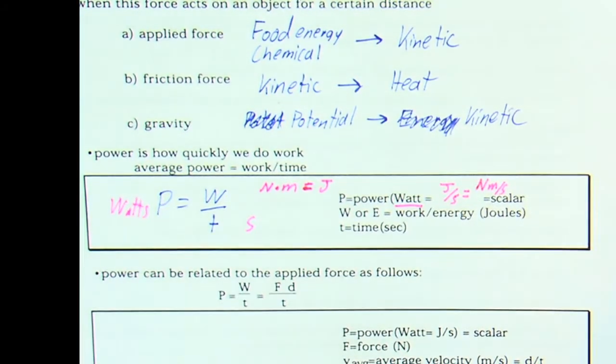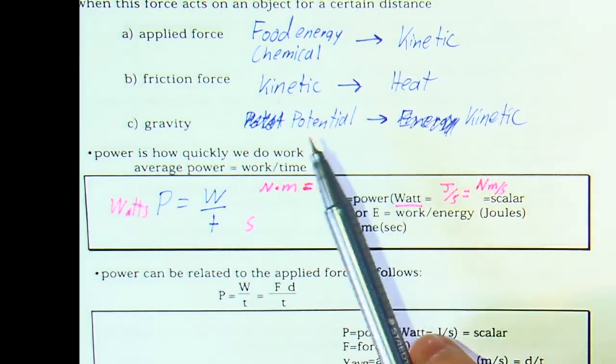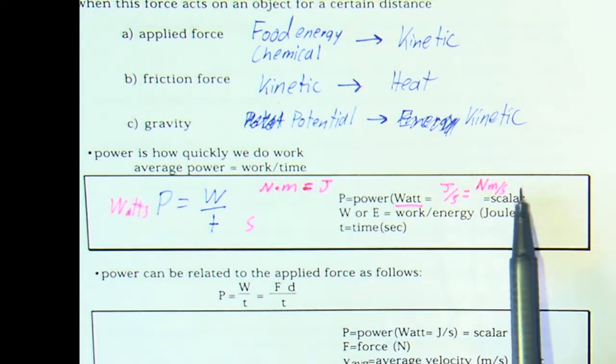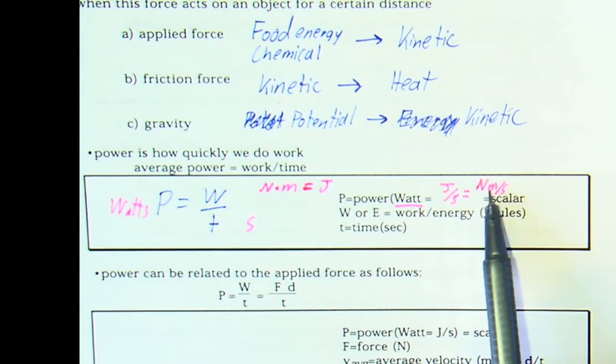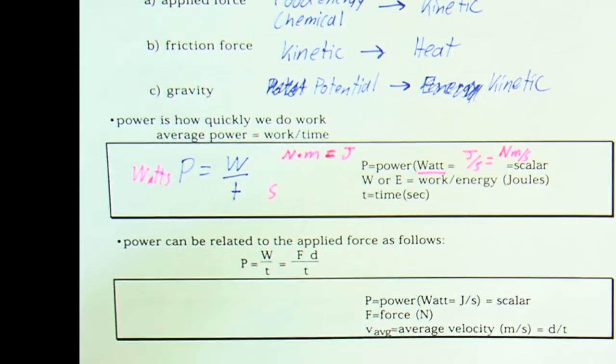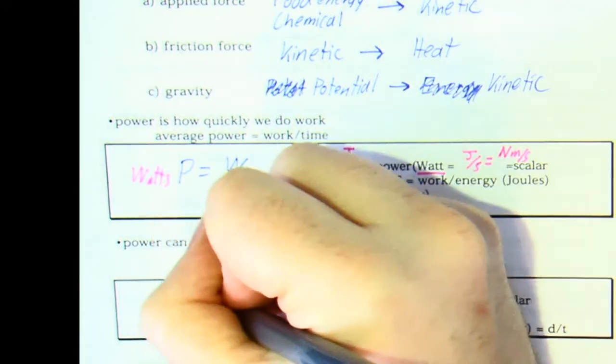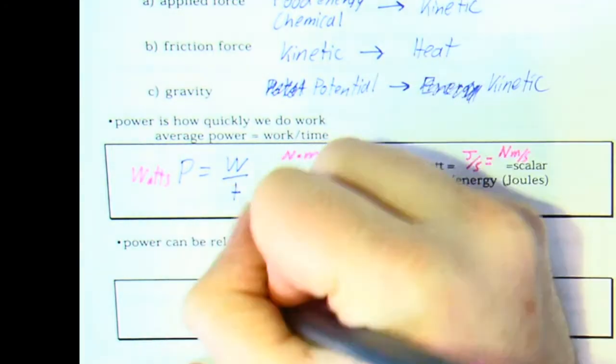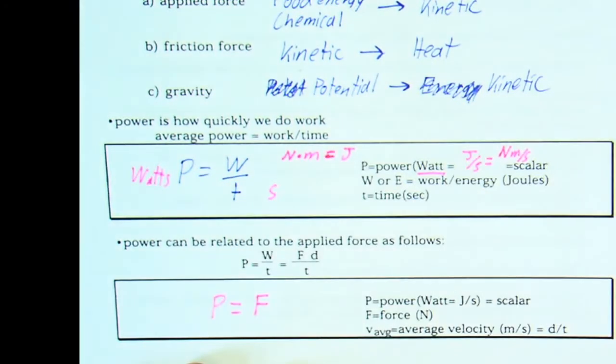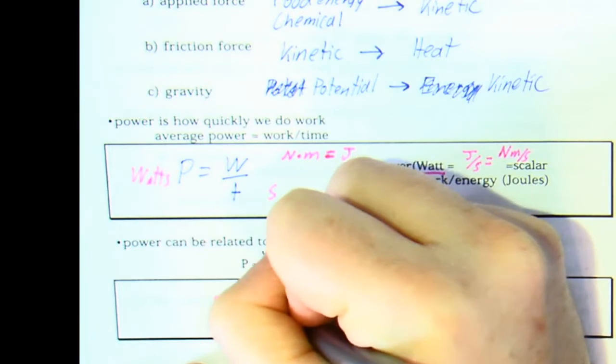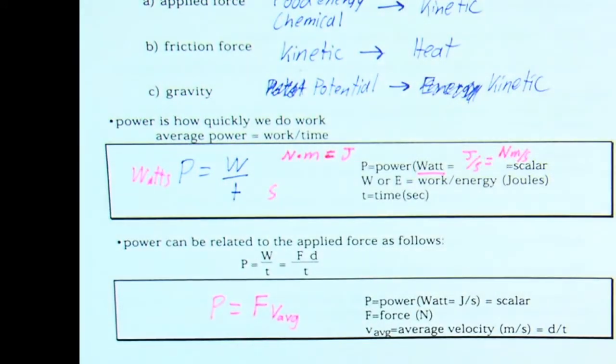If you look at these units right here, you'll see that joules equal to a newton meter. We have newton meter per second. Well, meter per second, that's just a velocity. And a newton is a force. So that's going to give us our last expression here for power. Power is equal to your force times the average velocity of your object. And so we'll look at some of the applications there.